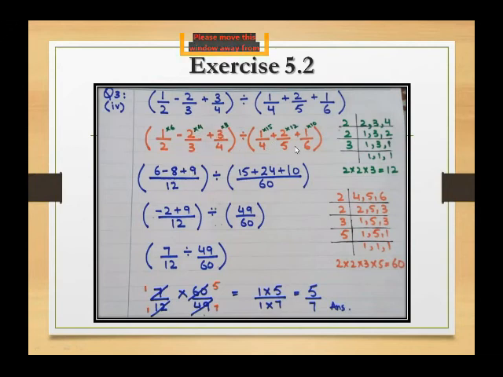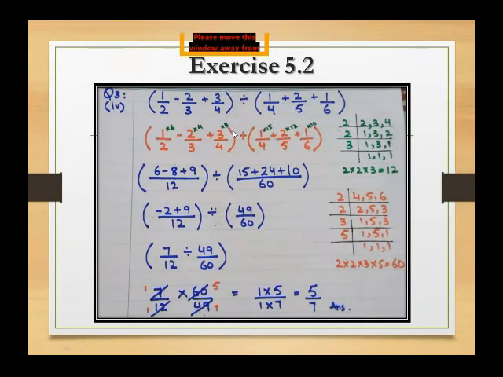Here for 4, 5, 6 the LCM is 60. 4 fifteens are 60, 5 twelves are 60, 6 tens are 60. Now repeat the multiplication in the numerators. So 1 fifteens are 15, 2 twelves are 24, 1 tens are 10. These are the numbers which make the denominator 60, and these are the numbers which make the denominator 12 as per the LCM.